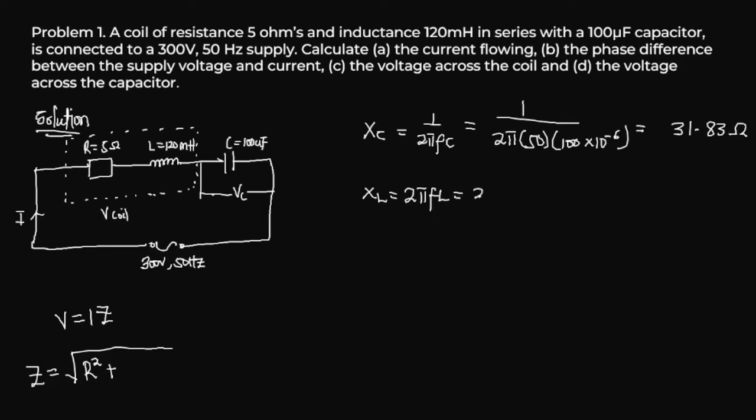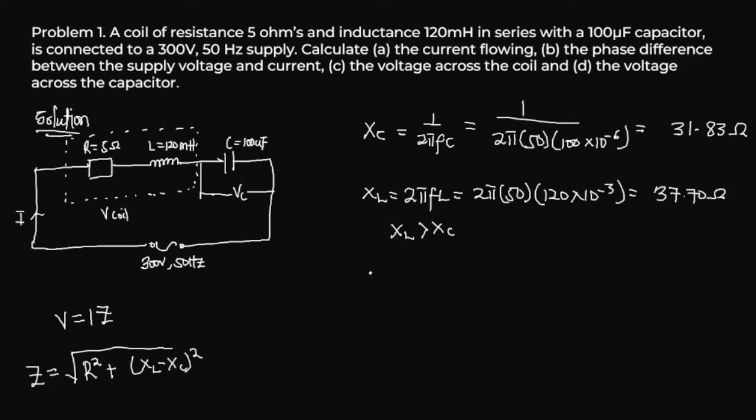Our inductive reactance is mathematically given as 2 pi FL. So this is equal to 2 pi, our frequency is still 50, and our inductance is 120 millihenry, so times 10 raised to the power minus 3. If I multiply everything, I get 37.70 ohms as my answer. So XL is greater than XC, and my formula for the impedance will be the root of R squared plus the bracket XL minus XC, all squared.